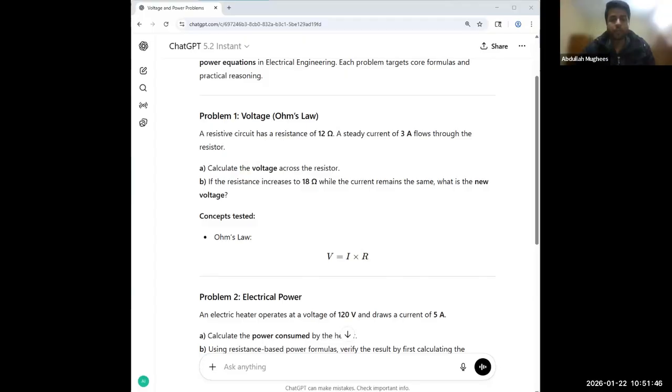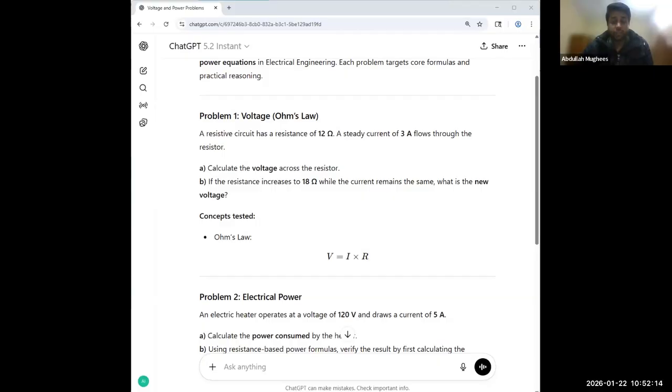Okay, so as we know, voltage is equal to current multiplied by the resistance. We have the value of resistance as 12 and we multiply it with 3. So 12 into 3 would be 36. So 36 volts is the right answer. And then part B: if the resistance increases to 18, what is the new voltage?